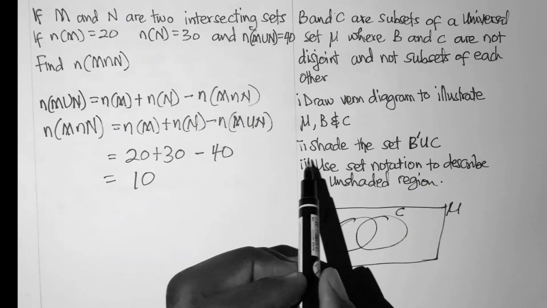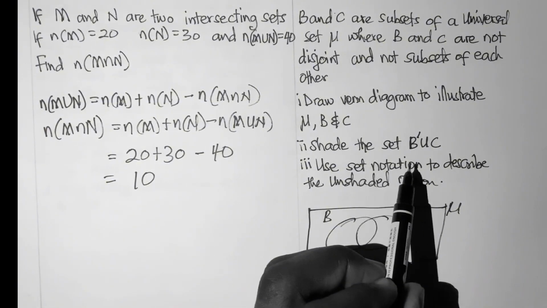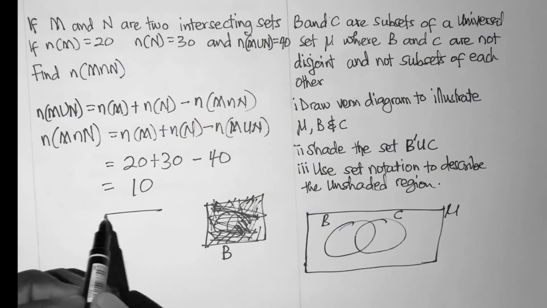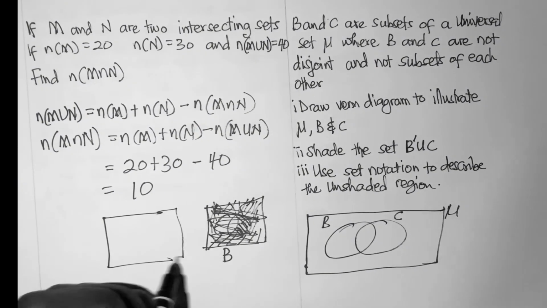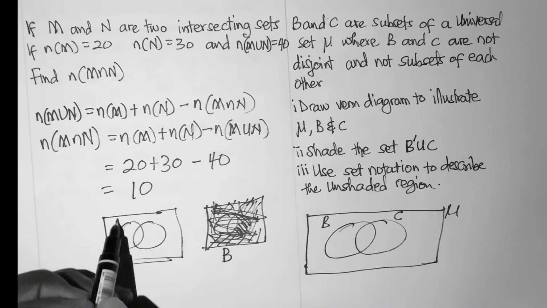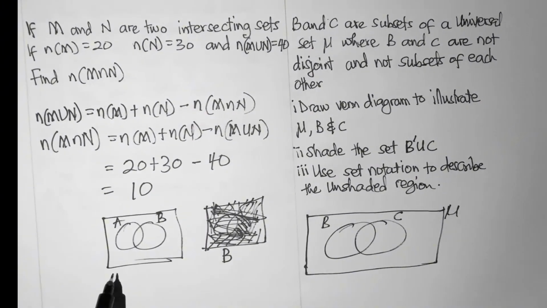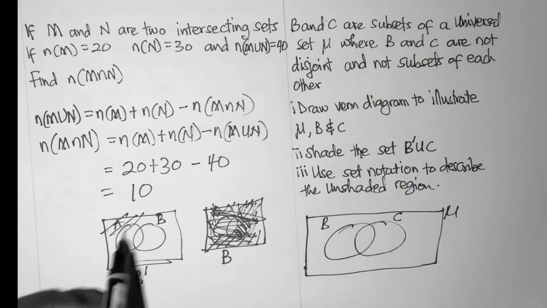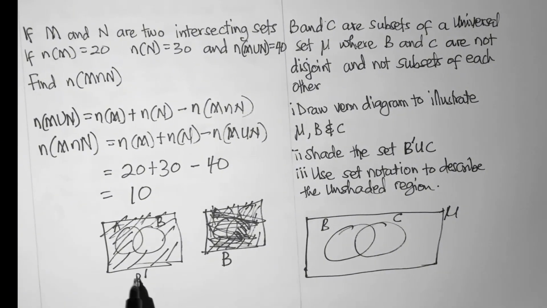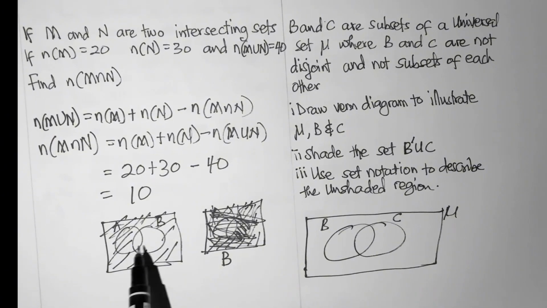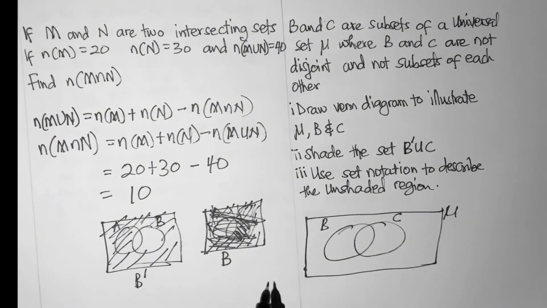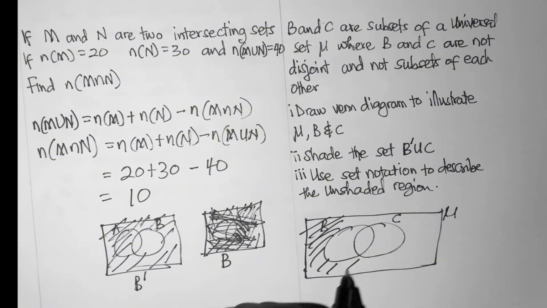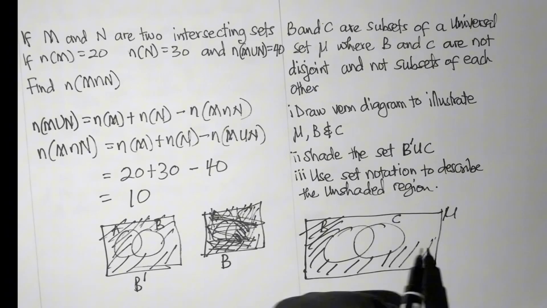Then now, he says that we should shade the set B complement union C. Now, the first thing is that let's find B complement. So this is A and then this is B. So B complement is all the region outside of B, which is this region. So we are looking for B complement union C. So it means that we need to add all of C into this complement. So this is B complement union C.